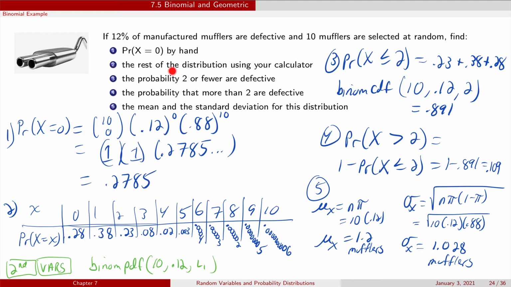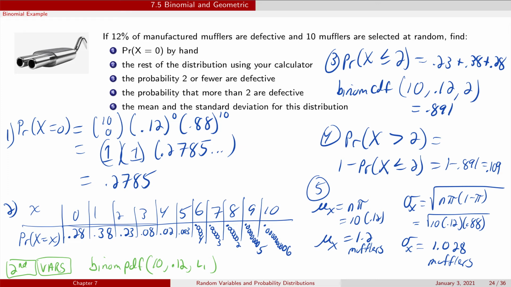In the table, and you'll see how to use the calculator in class, I took 0.2785 and rounded it to 0.28, and then I used my calculator to figure out the rest of these. The command that you should write down in your notes is 2nd Vars binomial PDF, and then the 3 arguments are n, p, and x. And instead of typing in 1, 2, 3, 4, 5, 6, 7, 8, 9, 10 into my calculator, I actually stored these values in a list and told my calculator to figure out the binomial probability for 10 fixed trials. Probability of success is 0.12, and the outcomes, or the number of defective mufflers I'm looking for, are contained in this list, and you'll get this list of numbers. You'll see that in class.